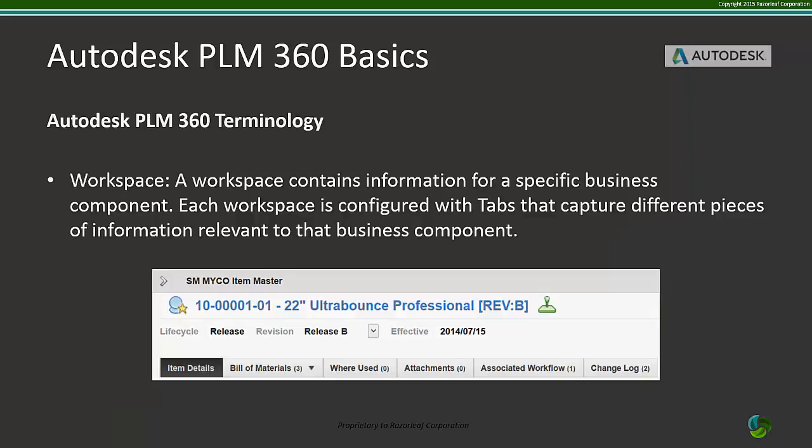Each tenant contains multiple different workspaces. A workspace contains all the information needed for a specific portion of your business. For example, information about your company's parts and assemblies is contained in an item master workspace. Each workspace is configured with tabs relevant to the information for that piece of your business.